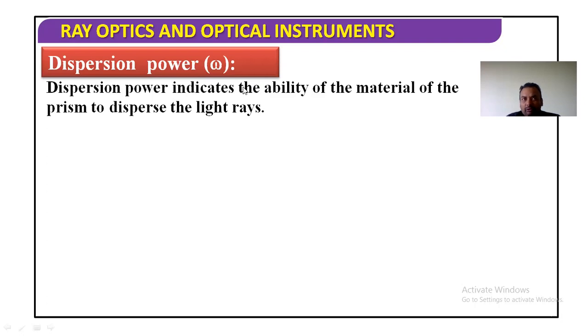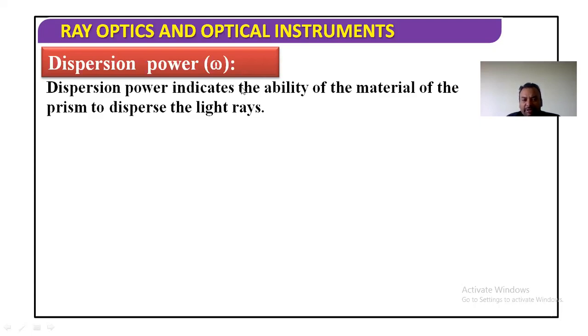If the prism is very good, the dispersion will be very good. If the material is very good, the dispersion will be very good, meaning all the 7 colors will be properly separated. But if the material of the prism is not good, then the dispersion definitely will not be good. It might be possible that all the 7 colors may blend. They may not be separated properly from each other. They may be blended, they may be mixed.